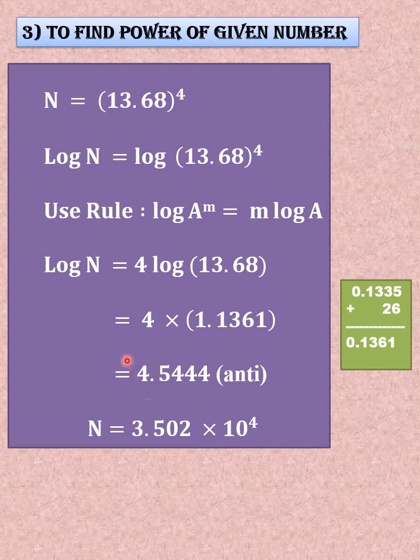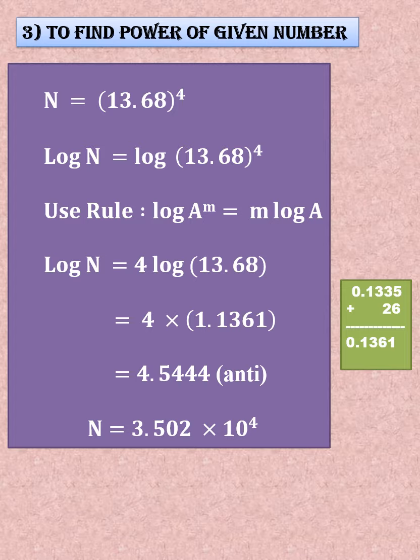So, a simple way to put the characteristic: just place the decimal point after the first digit of the obtained antilog, and write the power of 10 as the characteristic, as it is. Means I put the decimal point at the first place, and the characteristic is written as the power of 10. So your number becomes 3.502 into 10 to the power 4.